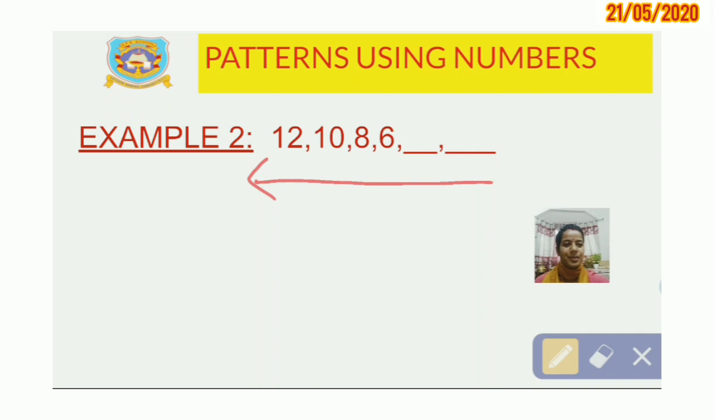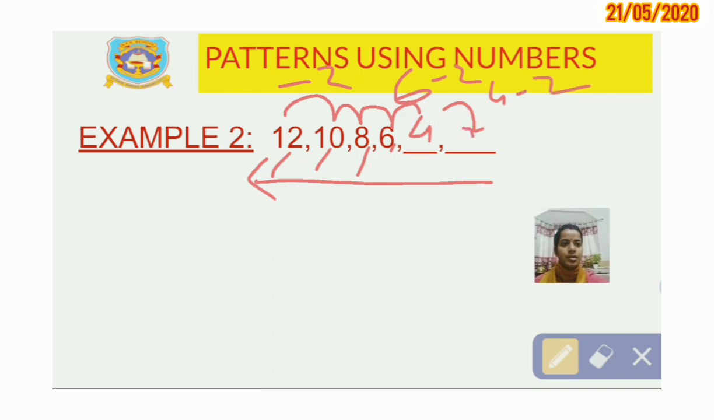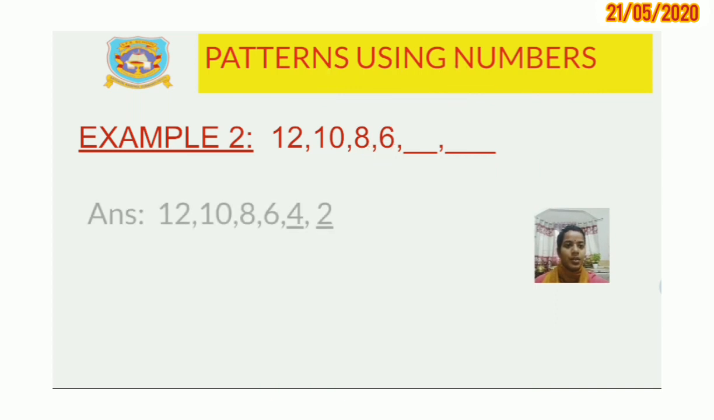Okay, let me help you. In the given pattern, the first term is 12. The second term is 10. The third term is 8. The fourth term is 6. So this pattern has numbers decreasing by 2. Alright, so the next terms of the pattern are 6 minus 2 equal to 4, 4 minus 2 is equal to 2. So the rule of this pattern is subtracting 2. Therefore the pattern is 12, 10, 8, 6, 4 and 2.